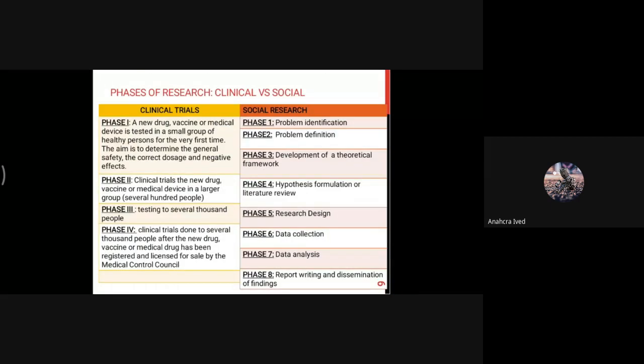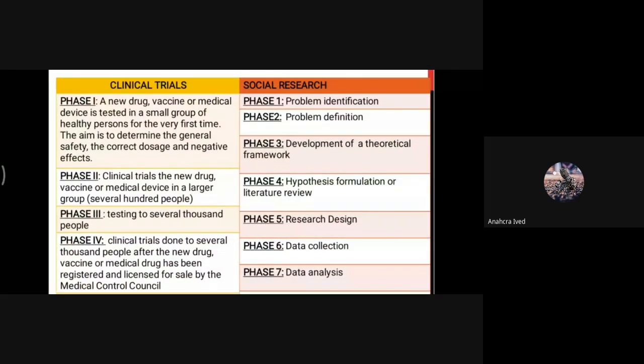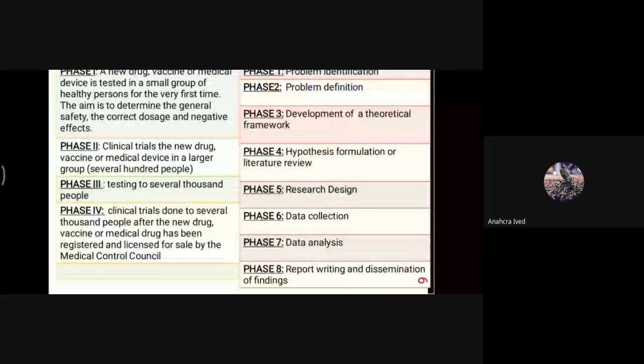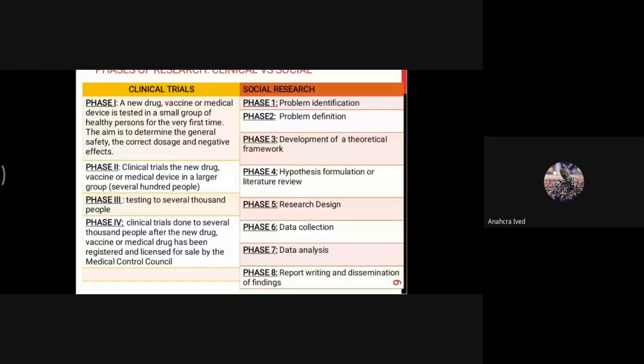In the case of clinical and societal research, definitely there are different phases. For example, there are four phases in clinical research, whereas in social research we have the 8-step ladder process, which has to be followed while doing any kind of research, from problem identification to definition, literature review, hypothesis making, designing, data collection, analysis, and then the conclusion and the suggestions.